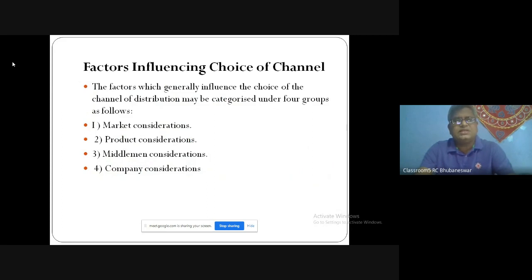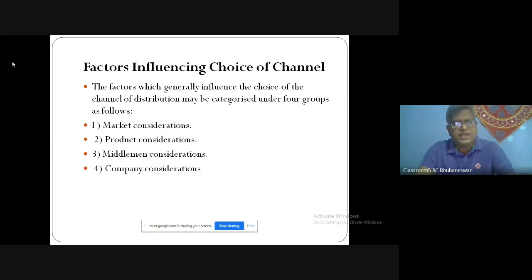My dear students, there are different factors which can influence the choice of channel. Which channel is the best? Which channel is the best means whether you can sell the goods through a retailer, through a wholesaler, or through some dealers. Which channel is the best?